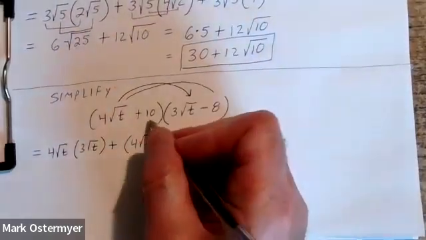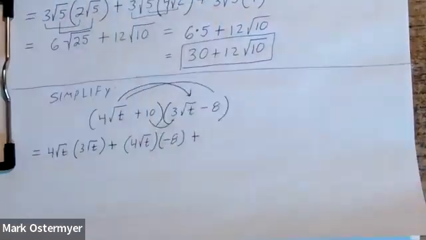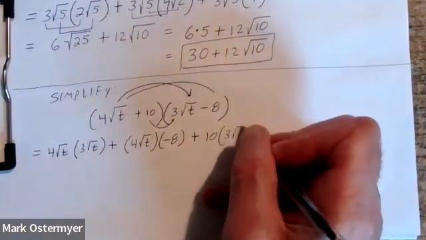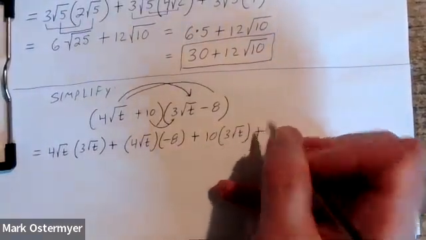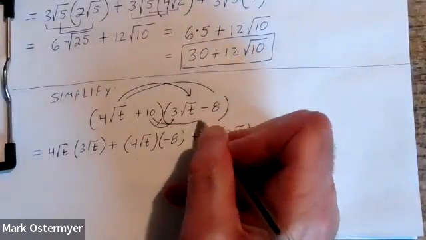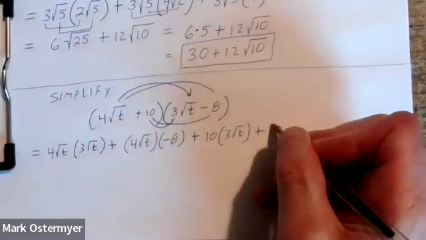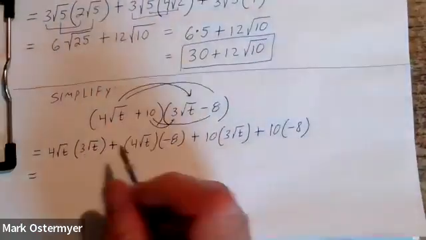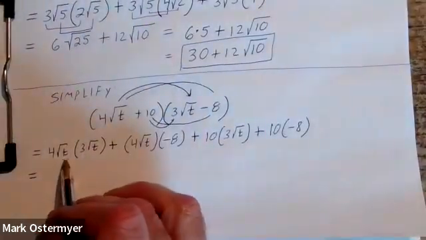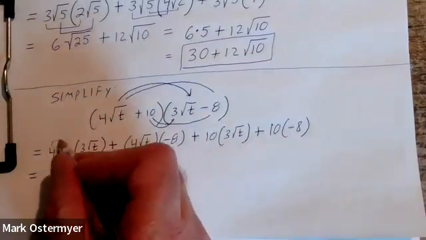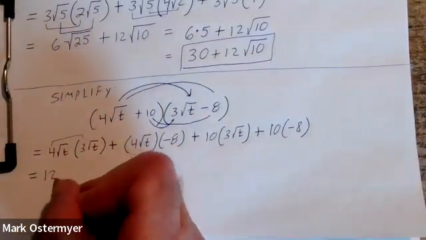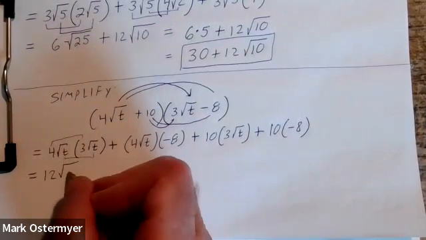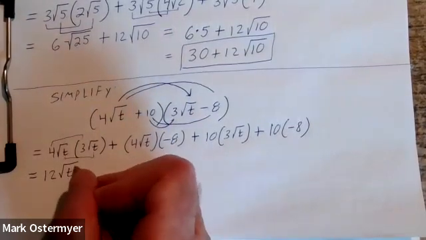Plus, then we multiply our inner terms together. 10 times 3 times the square root of t. Plus, and then we multiply our last terms together. 10 gets multiplied by negative 8. Four square root of t multiplied by 3 square root of t. We multiply the 4 and the 3 together to give us 12. And the square root of t multiplied by the square root of t is the square root of t times t, which is the square root of t squared.